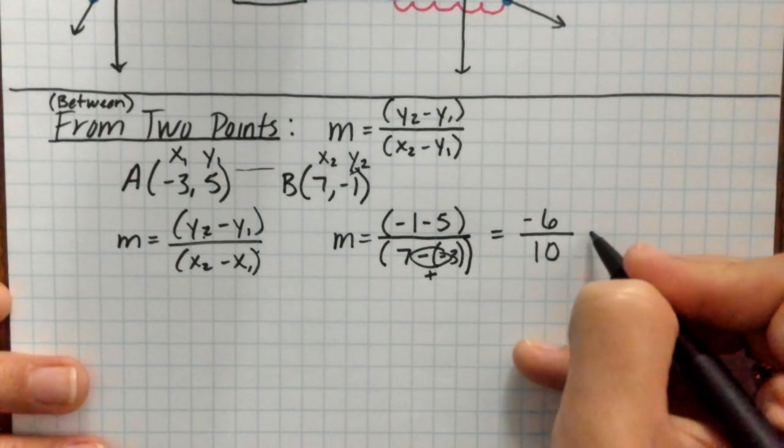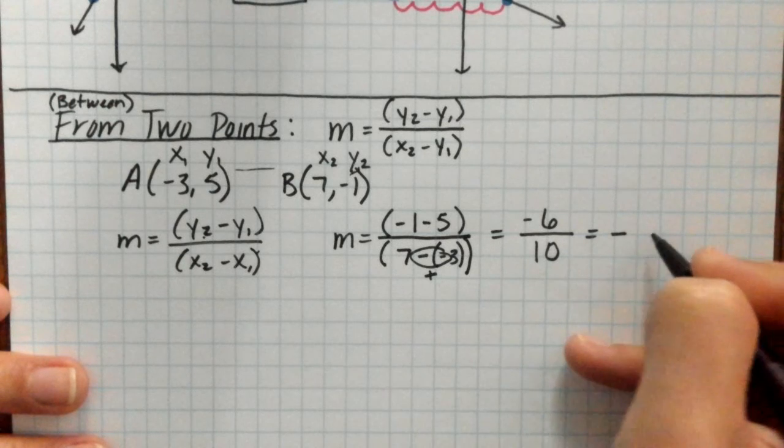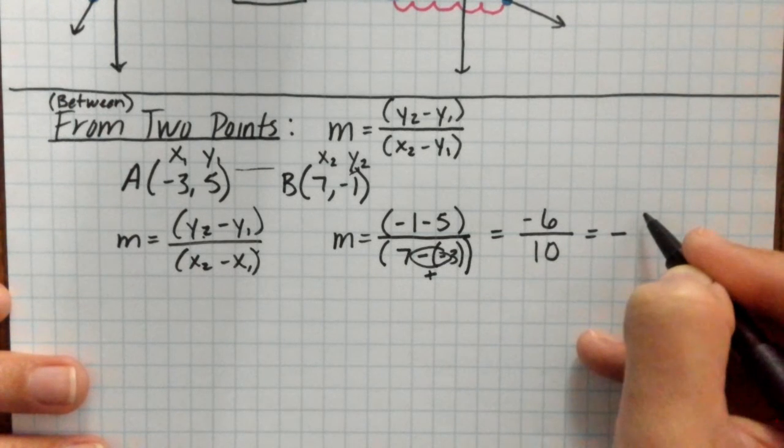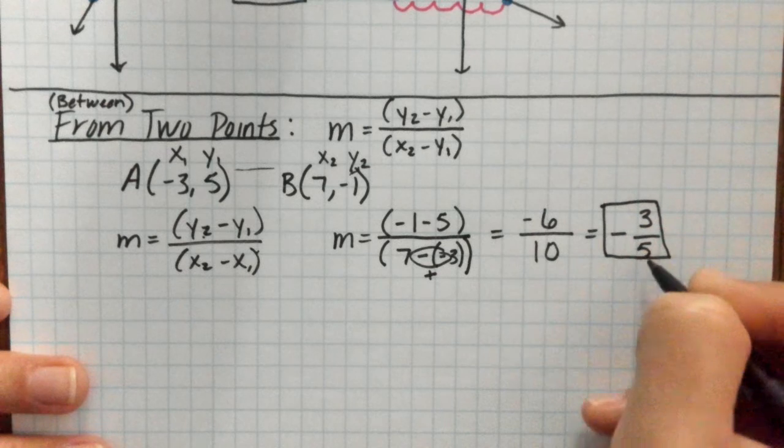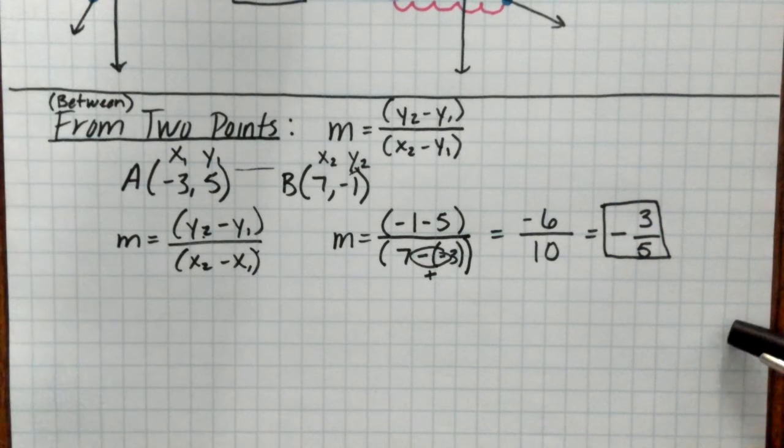Okay? So the whole thing, we do have to simplify. This simplifies down to -3/5. Okay? Just be careful with those negatives and those positives, and make sure you're using the calculator to help out if it helps you.